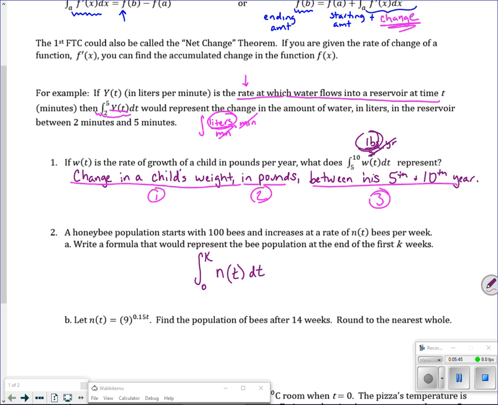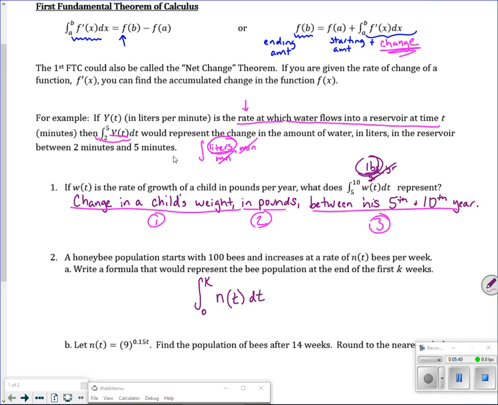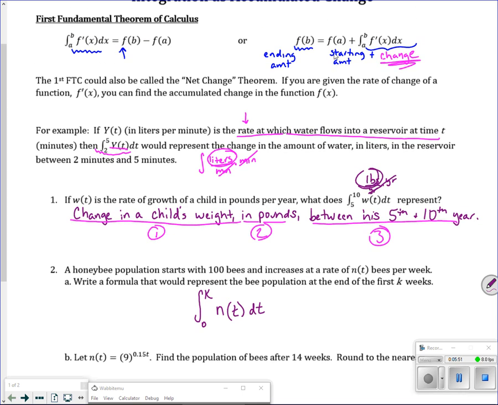What would I have to do? Well, I would have to take the starting amount and see what I have up here. See how I take the starting amount plus the change. So the number of bees after k weeks would be 100 plus that integral. Now, I always like to put the 100 first because I just want to be very clear that that 100 is not in the integral.